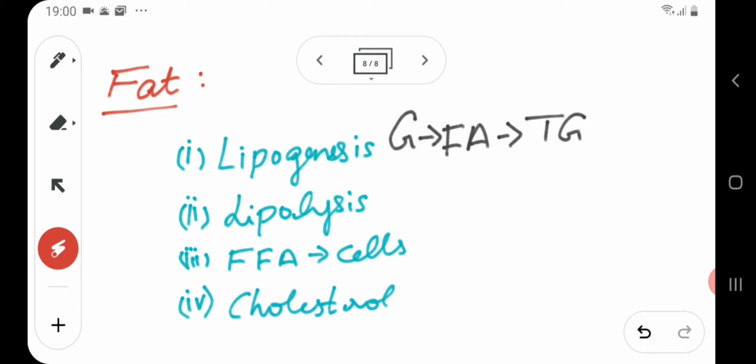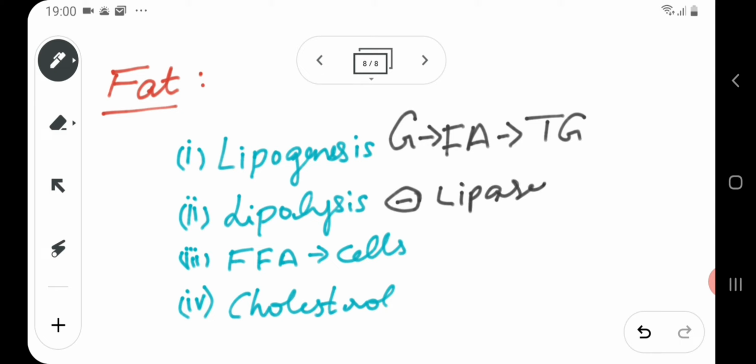Because insulin facilitates lipogenesis, obviously it will inhibit lipolysis. It inhibits lipolysis by inhibiting the hormone sensitive lipases. The third and most important point that we've already seen is that insulin promotes the entry of free fatty acids into the cell, in the sense of adipocytes, fat cells.